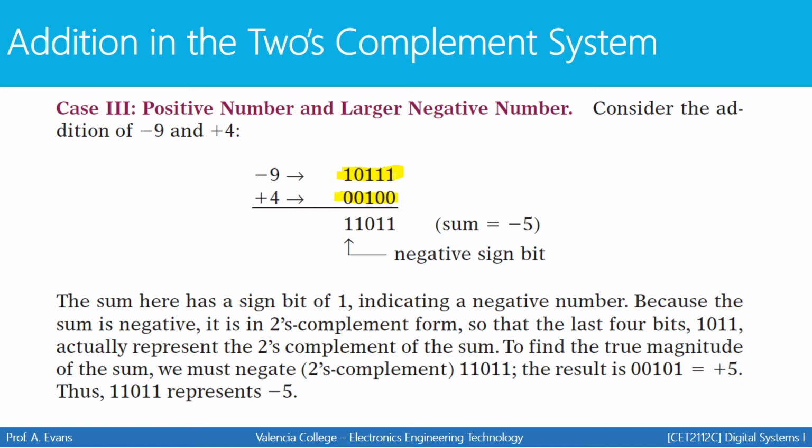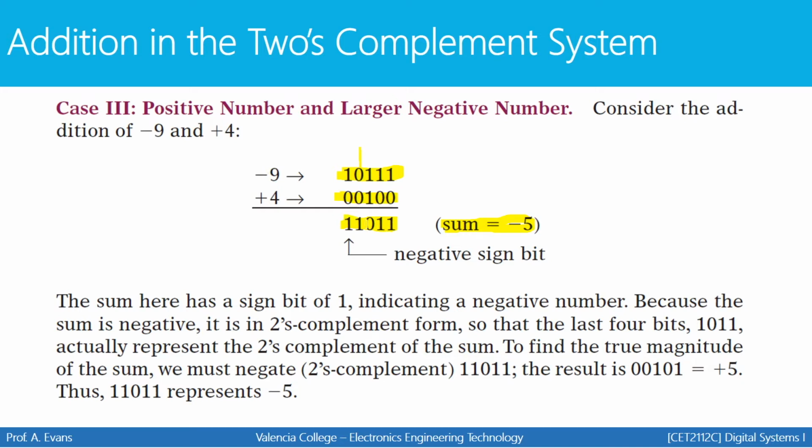Now when I add these together, I'll have 1 plus 0 is 1, 1 plus 0 is 1, 1 plus 1 is 0, carry the 1, so there's a 1 right here. 1 plus 0 is 1, and 1 plus 0 is 1. Here's my answer. Now if I go and evaluate that answer, this answer would be negative 16 plus 8 plus 2 plus 1, which is negative 5. And now you have to ask yourself, is that right? Does that make sense? Yes, it does. I started out with negative 9 plus 4. I should be getting negative 5 as my answer.